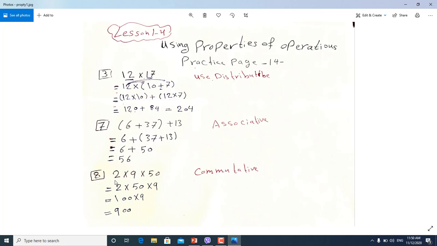And from number 8, 2 times 9 times 50, we have three numbers.